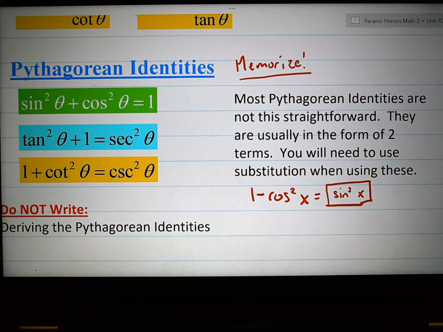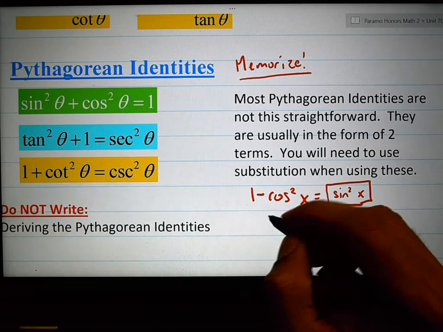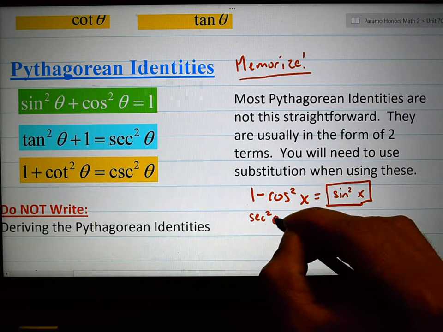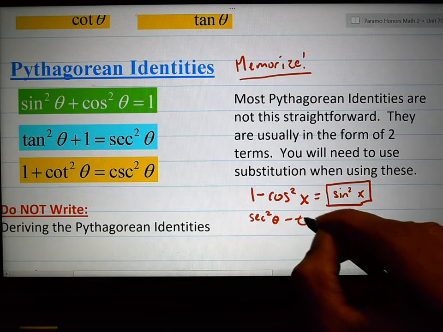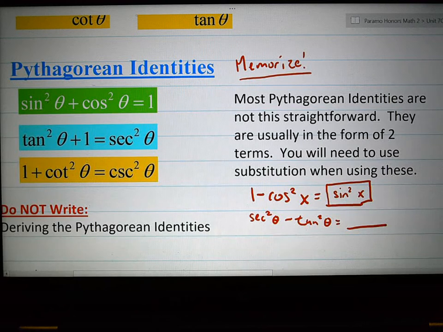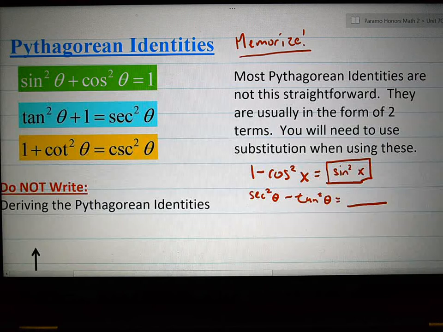So now let's check to see if you understand what I just did. What if I had secant squared of theta minus tangent squared of theta equals blank? Don't say anything. Just look at it. The secant squared of theta minus the tangent squared of theta. You're going to maybe use the second one, and you're going to figure out what is that equal to. Don't tell me. Tell the person you're sitting next to what you think it is.